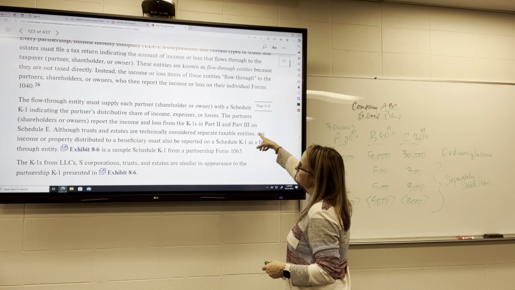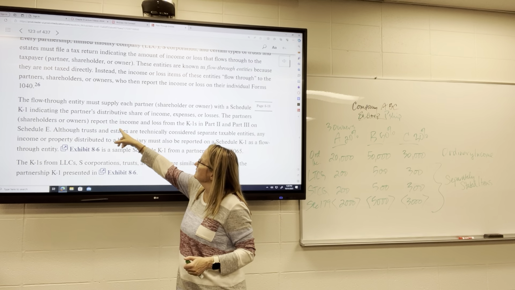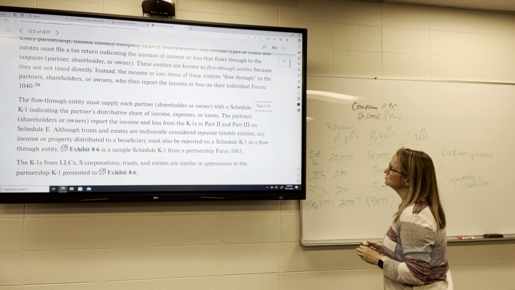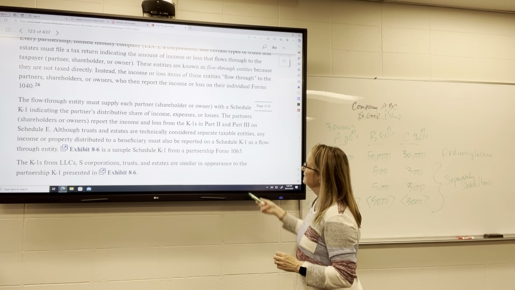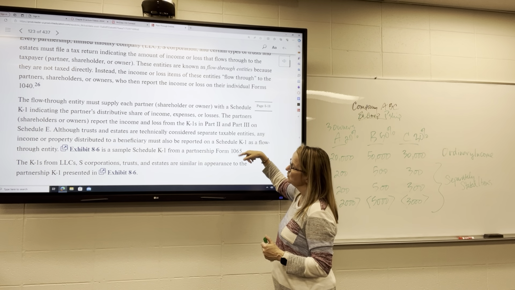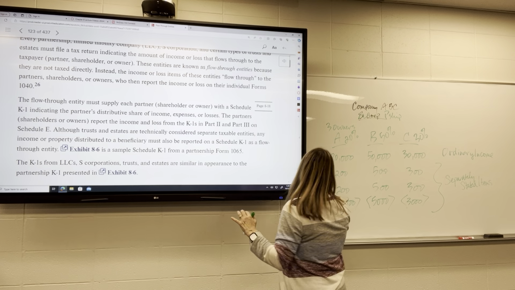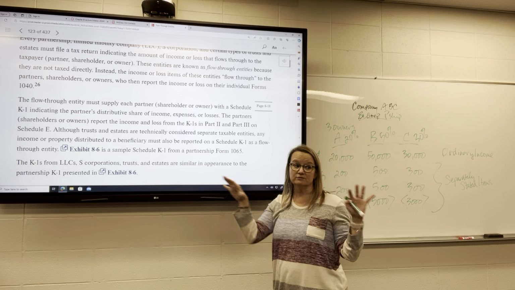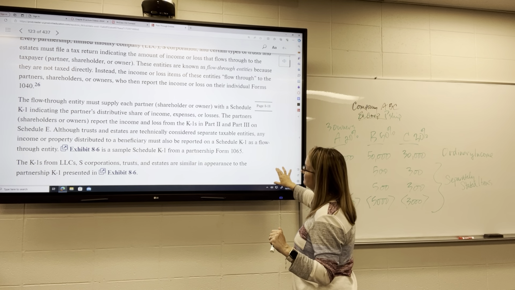Let's see, Schedule K-1, as I mentioned here. Partners' distributive share of income, expenses, or losses. They report the income and loss from their K-1s in Part 2 and Part 3 on the Schedule E, but like I said, these other separately stated items go in different places on the tax form.